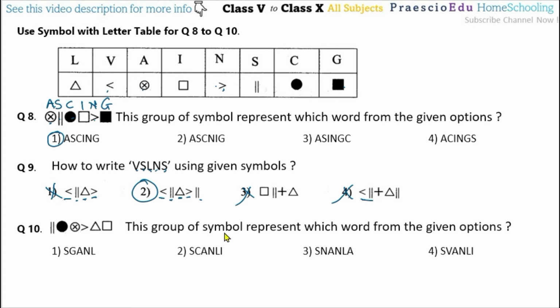Now question number 10. This symbol group represents which word from the given options? For this one, these 2 lines mean S, then C, then this is A, then this is N. Now this triangle means L, and this square means I. So this is given in option number 2.